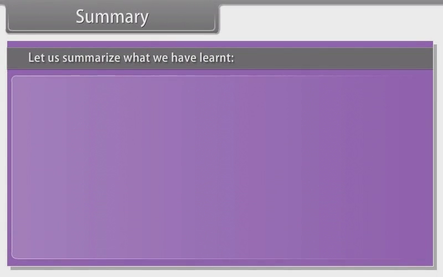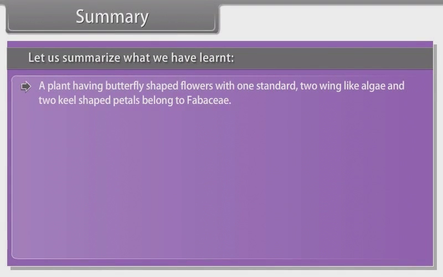Summary. Let us summarize what we have learned. A plant having butterfly-shaped flowers with one standard, two wing-like alae and two keel-shaped petals belongs to Fabaceae. The example of a trimerous, unisexual flower is Cocos nucifera.